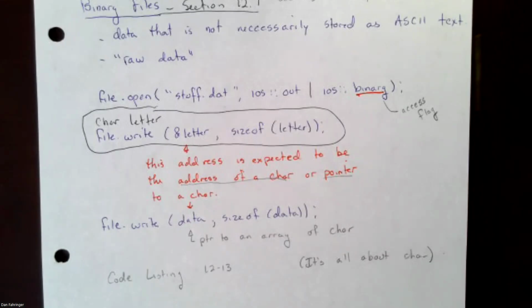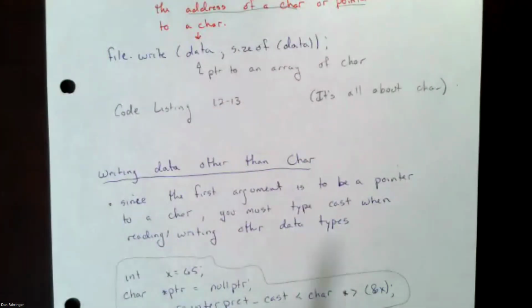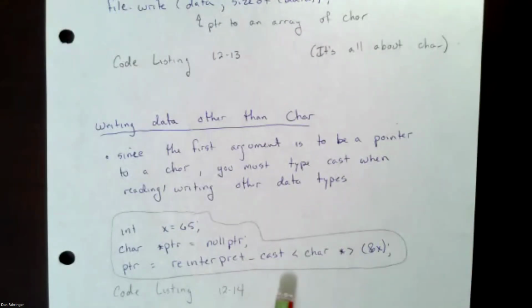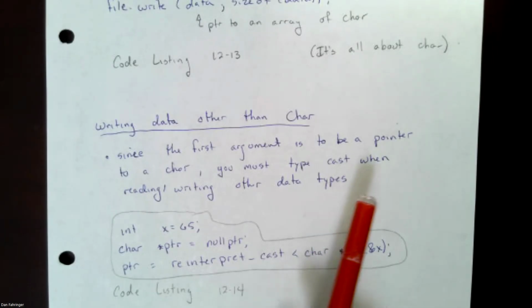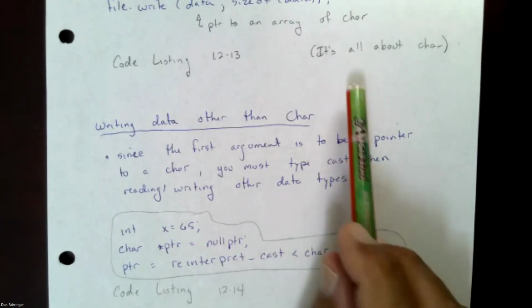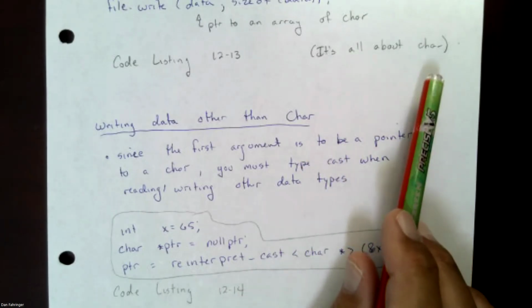If I'm not working with chars, then I have to do this crazy kind of conversion down here at the bottom. Again, there's an example in code listing 12.14 where we have to recast it as a character. So if I'm working with x as an integer, I need to turn that into, boy, it's a whole mess, but we have to cast it so we can work with a binary file. Okay? So again, it's all about the char.